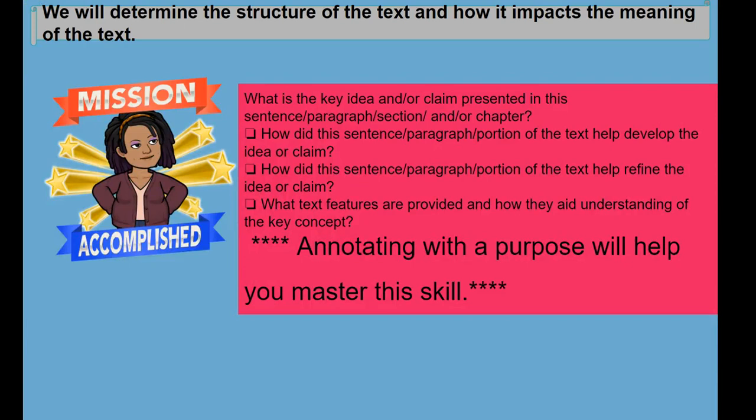All right, so we're about to wrap this up. Here's what we're going to be focusing on with this particular standard. We're focusing on the key ideas and the claims presented in the text, and how the sentences, the paragraphs and sections, and even other chapters help support this claim. How do they elaborate, or how do they help us to understand what the author is trying to say? How does this portion develop the text? How does it refine the text? What features do you notice, and what do those features do?